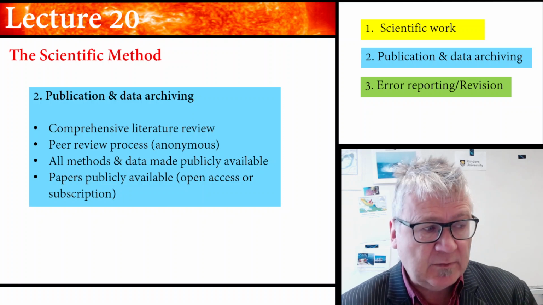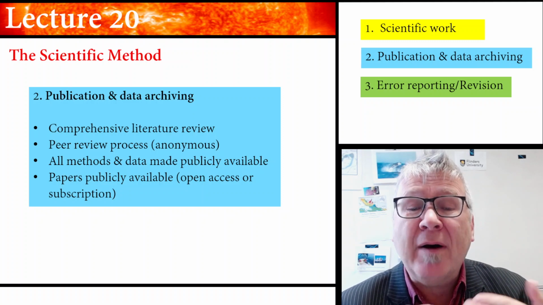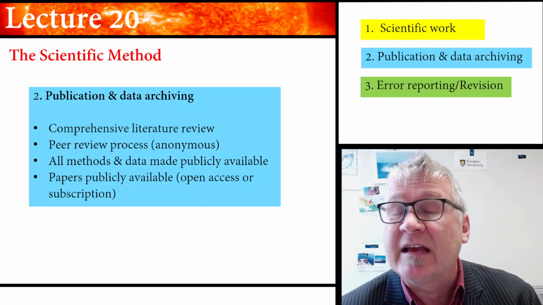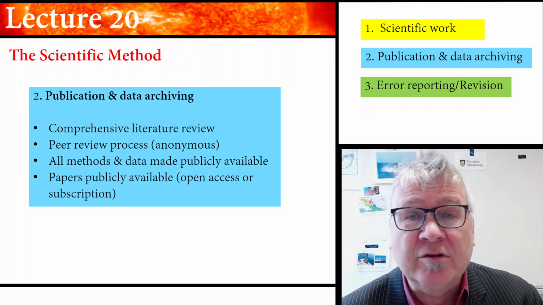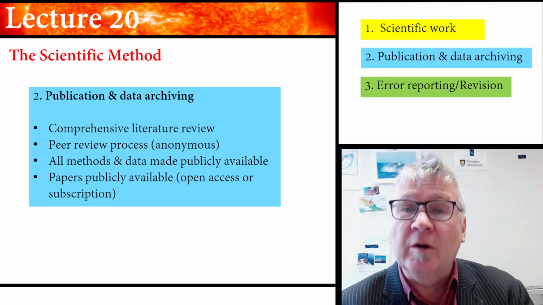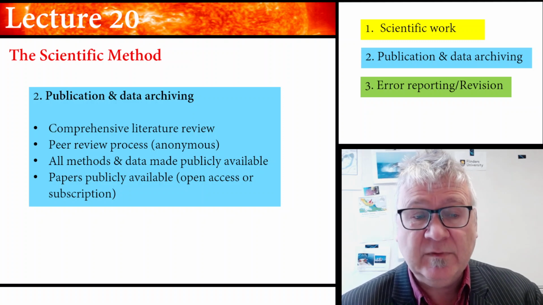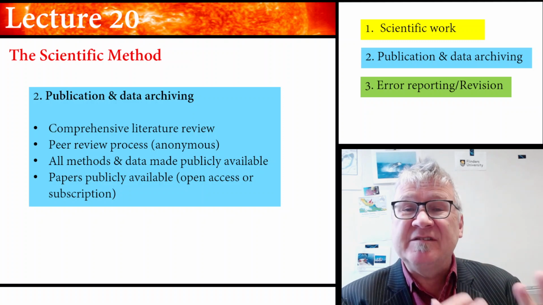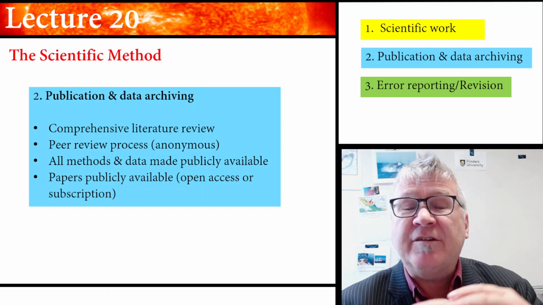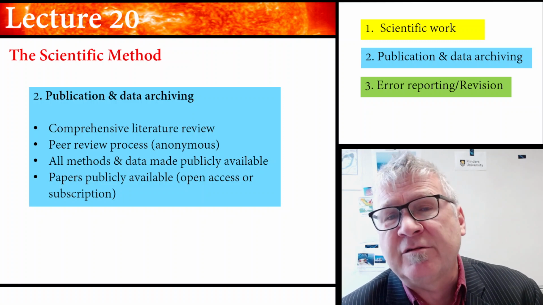So all methods and data have to be made publicly available. And in many journals this is the case. You have to provide links to the data, or you have to publish the data themselves. If you use a computer model, you have to give people access to your computer model. Okay? Then the papers themselves, the scientific manuscripts, they should be publicly available, so that anyone can get them, and that is often the tricky thing.